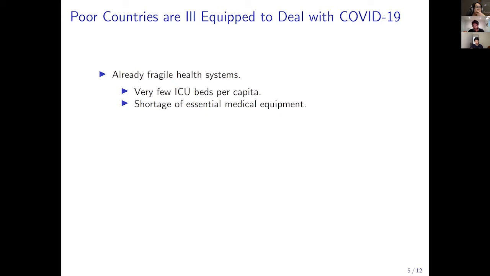Just to put that into perspective, a few weeks ago a single company in Queensland provided 3,000 ventilators to the Australian stockpile. So one company provided a number of ventilators that was more than all of sub-Saharan Africa combined. So that gives you a sense of how limited the medical resources are.